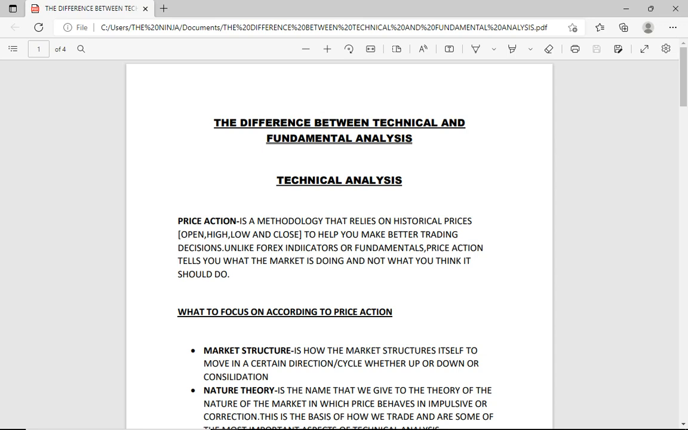So I'll be defining what price action is. Price action is a methodology that relies on historical prices, open, high, low, and close, to help you make better trading decisions. Unlike forex indicators or fundamentals, price action tells you what the market is doing and not what you think it should do. So basically, what do they mean here? They mean that price action moves with price. History repeats itself. So they're using historical prices, or historical data, to determine future data.